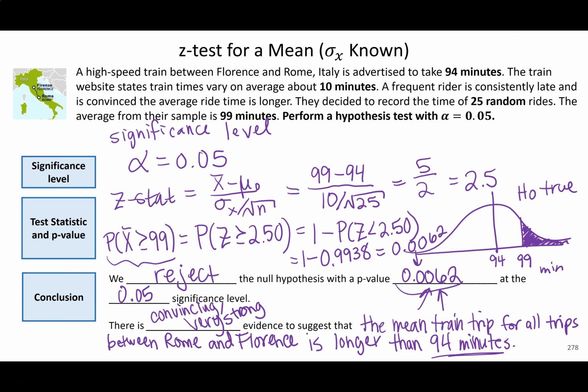So our first part, we say whether or not we reject and why, because this p-value is what we got at this significance level. And then our second part is we say how strong the evidence is for the alternative in context. So there's convincing evidence to suggest the mean train trip time for all trips between Rome and Florence is longer than 94 minutes.